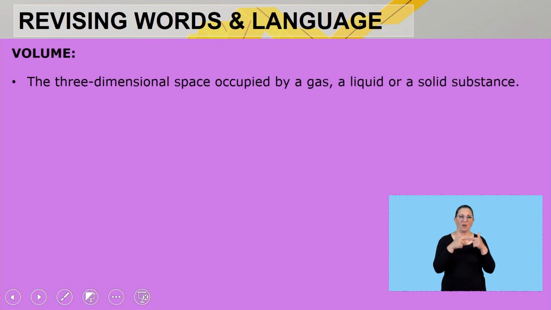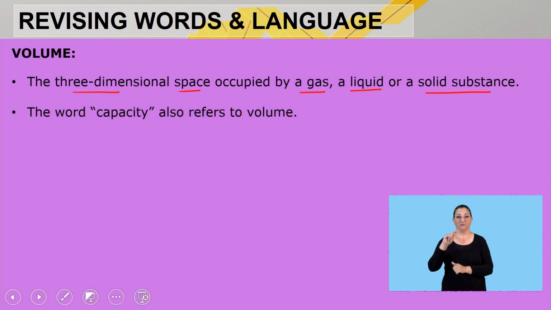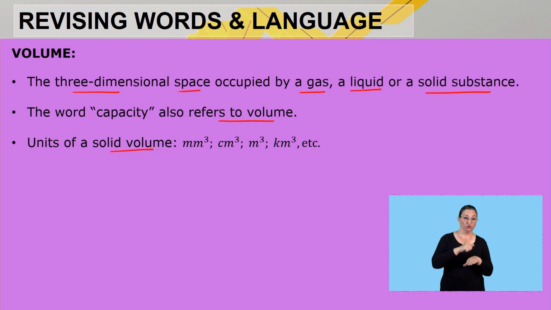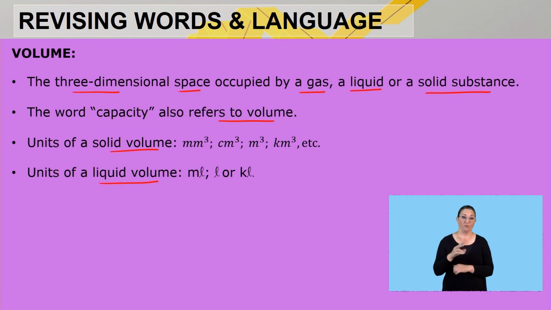Okay, guys, let's now look at some other important language terminology that is applicable to our topic of today's lesson. So here I've indicated that volume is the 3-dimensional space occupied by a gas, a liquid, or a solid substance. Okay, we also indicated here that the word capacity also refers to volume. Okay, then units of solid volume, that is cubic millimeters, cubic centimeters, cubic meters, cubic kilometers, etc. Then in terms of liquid volume, we refer to it as milliliters, liters, or kiloliters.